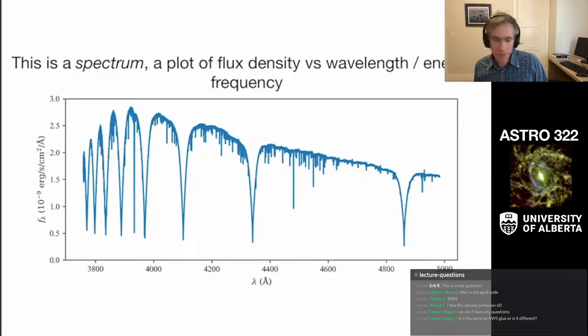I'll close today by noting that when you make a plot of flux density versus wavelength or energy or frequency, this is what we call a spectrum. It's a measurement of the amount of light we are receiving as a function of wavelength, energy, or frequency. This is an example of a spectrum. This is the star Vega, which is astronomically really important, and we'll get into why in a lecture or two. But this plot of Vega shows the amount of light that we receive in units of what the heck?